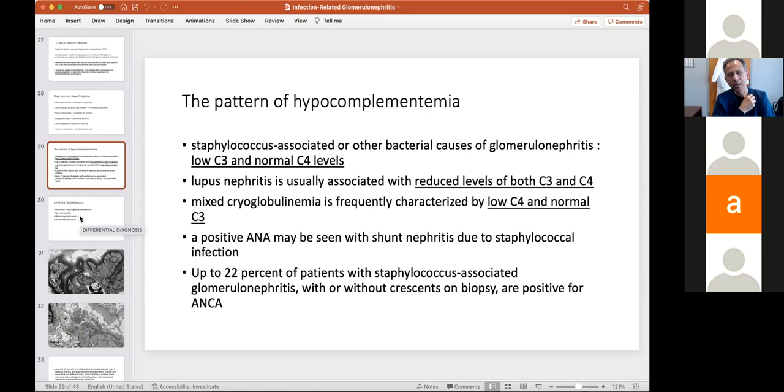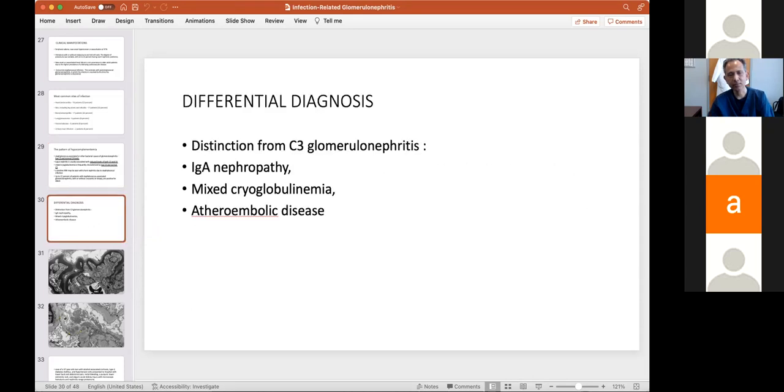So as in this slide, 22% of patients with Staphylococcus-associated GN, with or without crescents on biopsy, are positive for ANCA. That we'll talk about a little bit later. That is mostly in patients where we see endocarditis-associated GN, we see ANCA, or shunt nephropathy, shunt nephritis. Next slide. I think we spoke about this already. Next slide.